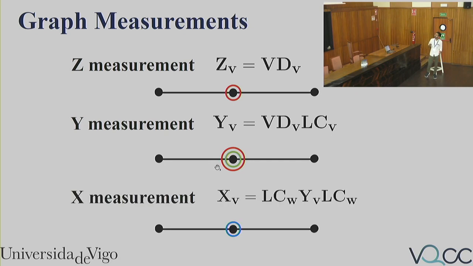The X measurement is a bit more complex. It's a Y measurement sandwiched between two local complementations, but these local complementations are applied on a different vertex W from V. So W is a neighbor of V. The choice of neighbor is arbitrary. We can choose any neighbor, but you have to stick with the same neighbor for both of these local complementations. So now we have the necessary ingredients to start stating our problem and our subsequent solution.